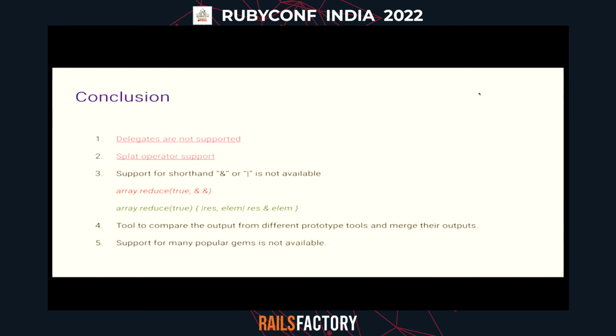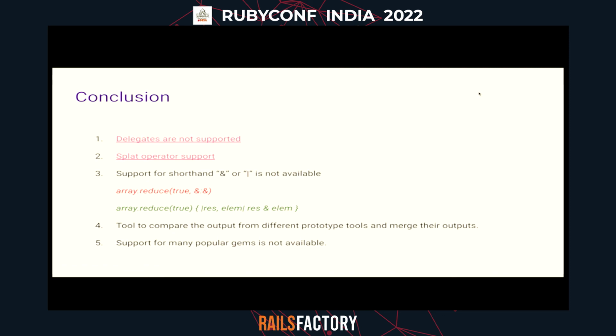When I was doing the exercise with Discord RB, there were a few things which I observed. Delegates are not supported. In some cases, the splat operator was giving issues, not in function arguments, but in the code itself, like in the function's body. Shorthand operators were not working. For example, the first case in red, array.reduce(true), is valid Ruby code, but it was not working. It was giving some error. But when I changed it, it worked fine.